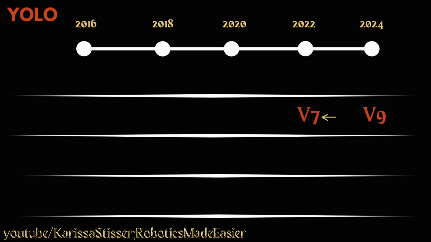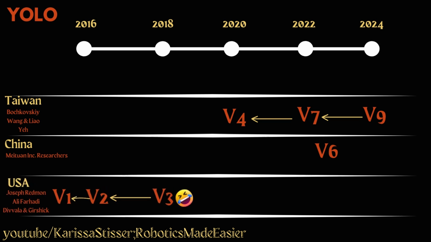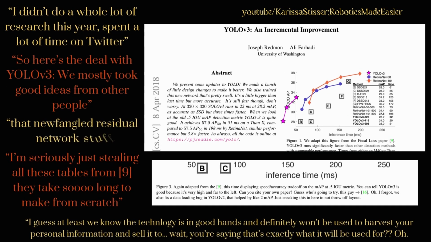YoloV9 was based on YoloV7, which was based on YoloV4. YoloV7 interestingly came before YoloV6, and let me tell you, the most hilarious paper of the bunch was YoloV3, where Joseph Redmon, the original creator of Yolo, was quite colloquial and made it clear he was done supporting the Yolo algorithm. There's so much snark in his paper.